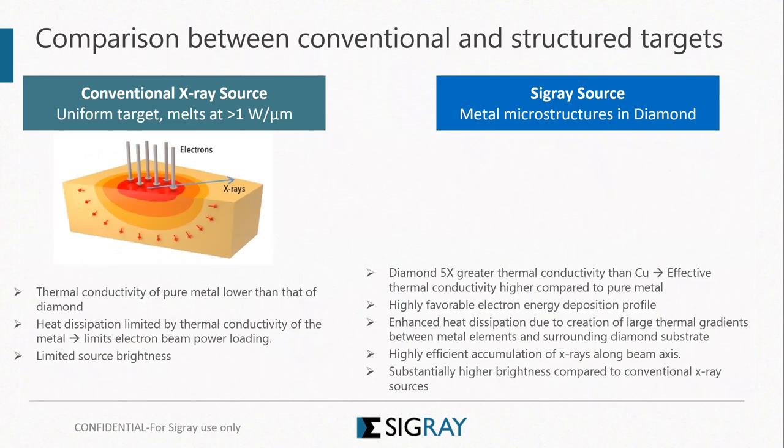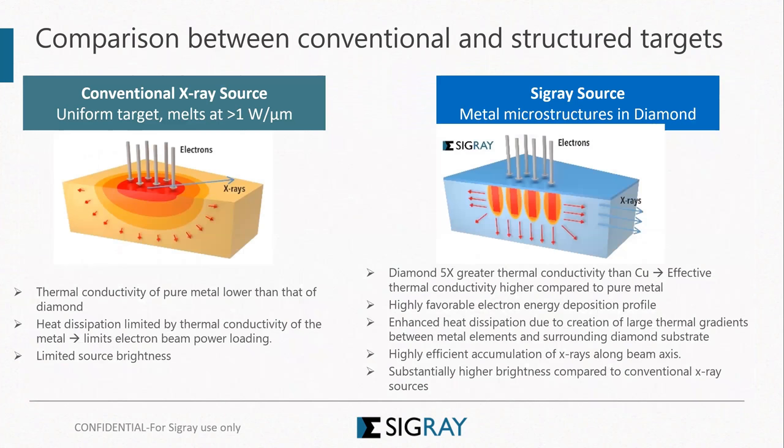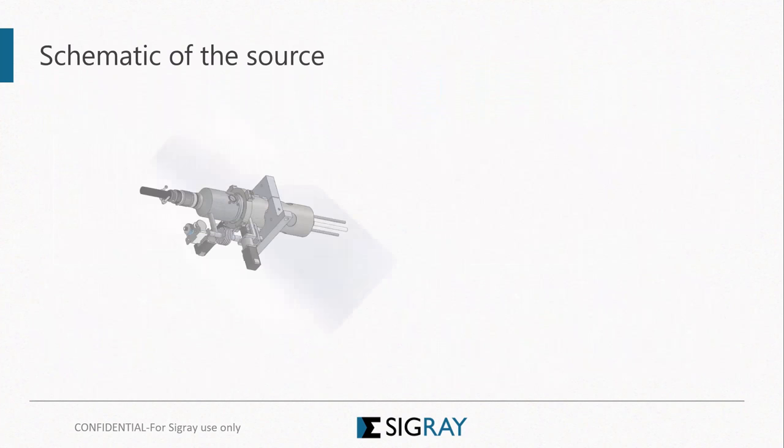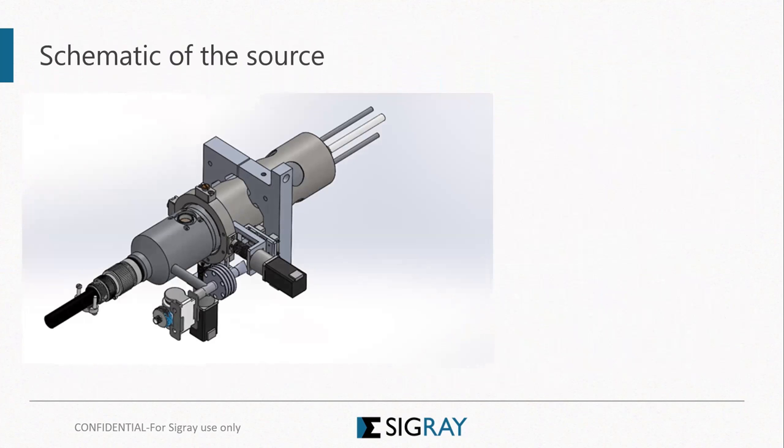So we have a very good X-ray source, and the next slide explains our source compared to a conventional source, which has a uniform target that is not microstructured. We use diamond on the right, and by microstructuring the diamond, we have much better thermal dissipation, because diamond has a superior thermal conductivity, higher even than copper, which has a high thermal conductivity among metals. One of our sources is schematically shown here. It's a real engineered source design. The diameter of the tube is about 2.5 inches and the length is about 6 to 7 inches, so it's a fairly small source.